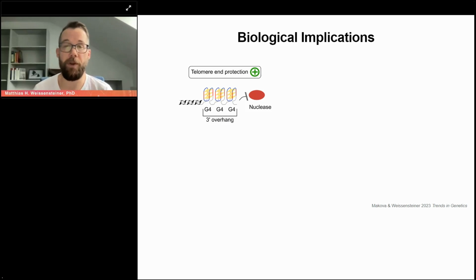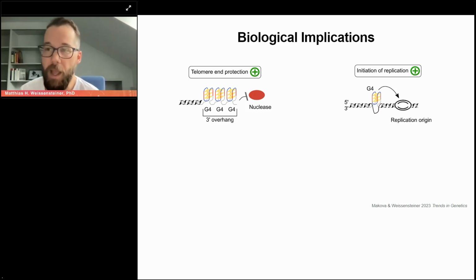So the telomeric repeats are actually also able to form these G4 quadruplexes, and they may act as a shield against deterioration from nucleases. Again, G4s seem to play a role in the initiation of replication. So this is ongoing research, but the idea here is that the G4 structure actually acts as a docking station, and by that initiates replication.